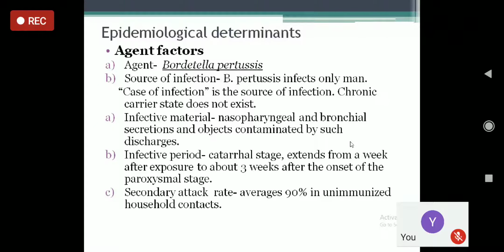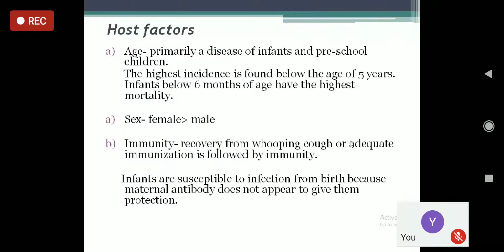The secondary attack rate is 90% in unimmunized household contacts. Secondary attack rate means those who are infected from the primary cases, the persons who get exposed to the primary cases. So 90% of the unimmunized household contacts may develop pertussis. So contact tracing is very important.